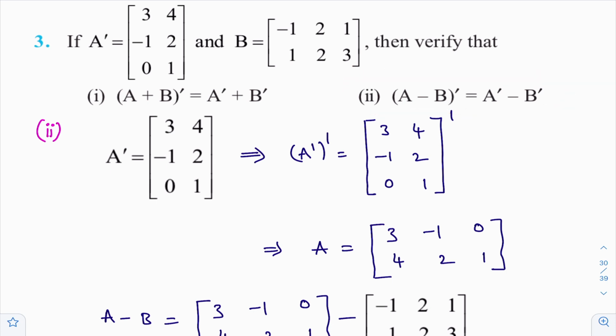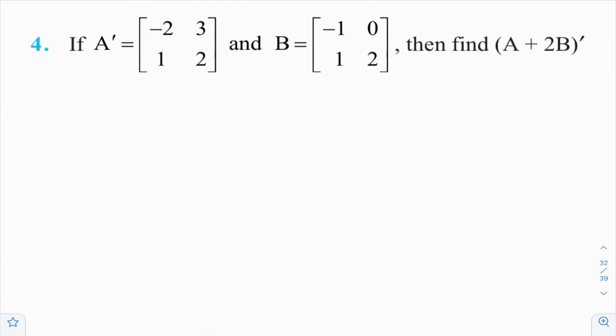Similarly, you can do this first bit, as they given A dash. First you calculate A, after that you calculate A plus B and then you calculate A plus B whole dash, you take it as equation 1. Next you calculate A dash plus B dash, you take it as equation 2. From 1 and 2 we can easily verify that A plus B whole dash equal to A dash plus B dash. Okay, now we will move to question number 4.